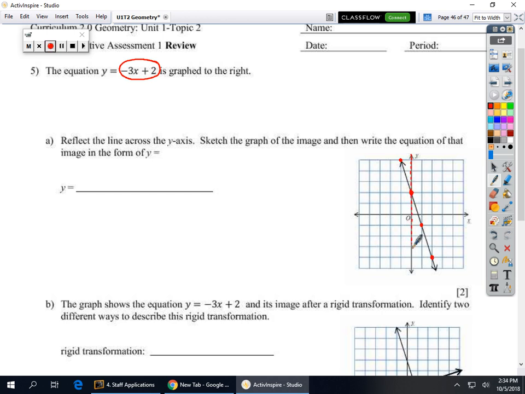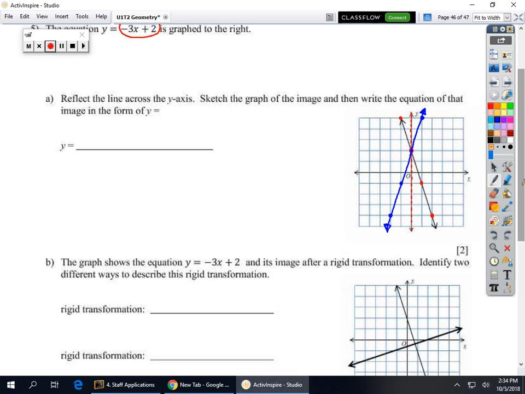The y-axis is right here. Just changing colors to make it easy. If it's 1 to the left of the y-axis, it should be 1 to the right. If it's on the y-axis and reflected, it needs to stay on the y-axis. If it's 1 to the right, it reflects 1 to the left. If it's 2 to the right, it reflects 2 to the left. So I'm going to connect my line now. So this is my reflected image, what I've drawn in blue. So I've sketched the graph. Now I need to write the equation.